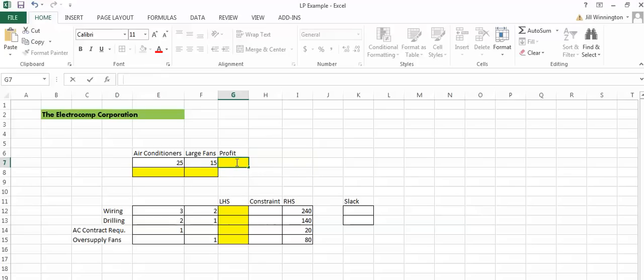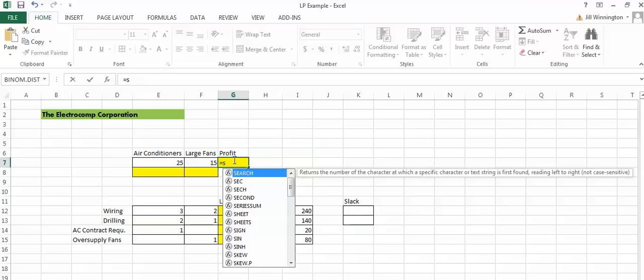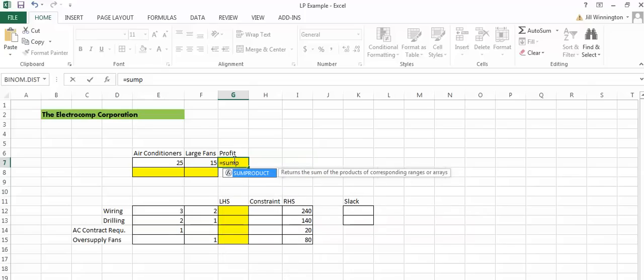So the first one I'm going to do is my profit. When I go into the profit, how that's going to be calculated is: for each air conditioner I produce, I'm going to make 25. So I'm going to multiply 25 times the quantity that I should produce plus 15 times the quantity that I should produce. And that's going to give us our profit number. And the way you do that in Excel is by using the sum product formula.